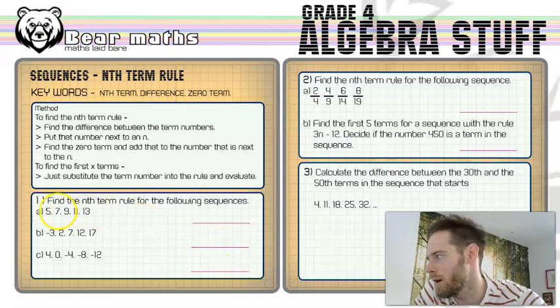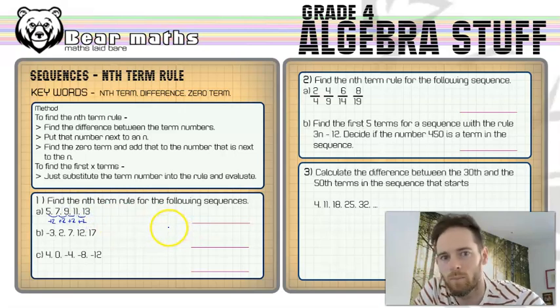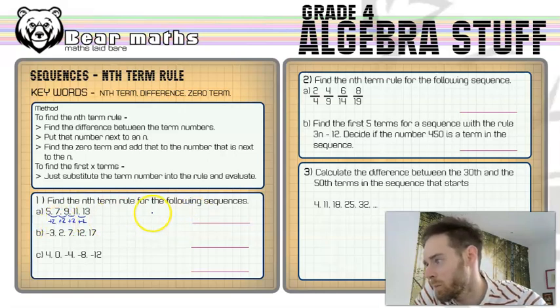Now, I'm going to do the first question here. I'll do them relatively quickly because most people will pick this up really quickly. So, difference between 5 and 7 is 2. Difference between 7 and 9 is 2. So I'm going to put plus 2, and plus 2, and plus 2 again because the difference is the same. This is a linear difference, and it has to be if it's going to be an nth term linear rule.